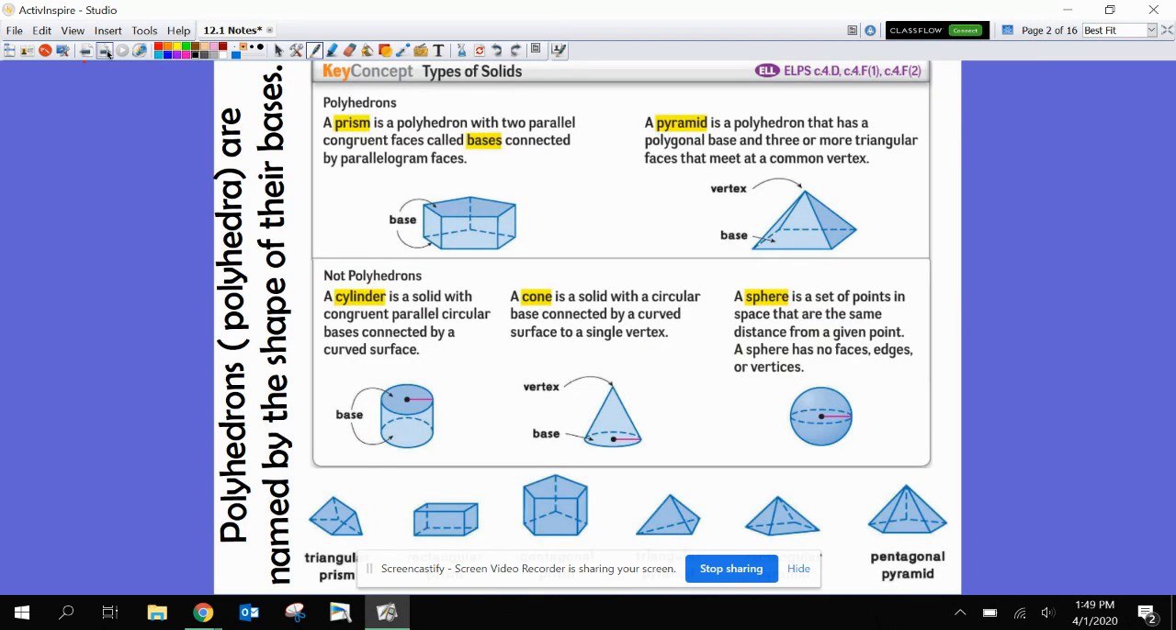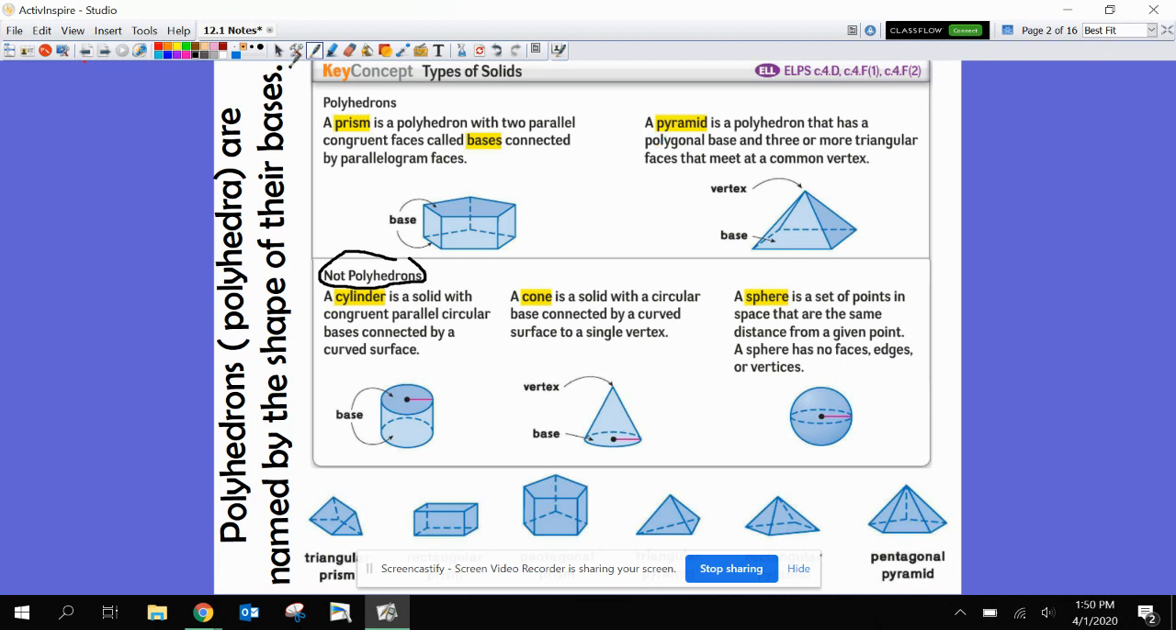Okay, on the next page are some basics of polyhedron and things that are not polyhedron. And so our definition of polyhedron again is it is a figure that is composed of polygons. And so if we come down here to these not polyhedron, a cylinder is not a polyhedron because the bases are circles, and circles are not polygons. The edges are not straight, and so that's why cylinders, cones, and spheres are not polyhedron. And so, prisms and pyramids, all of the faces of a prism or a pyramid, those are all polygons. And so we got to keep that in mind.